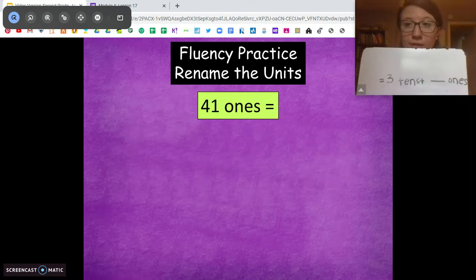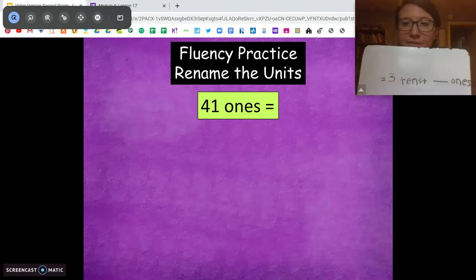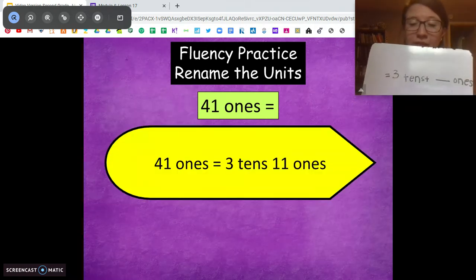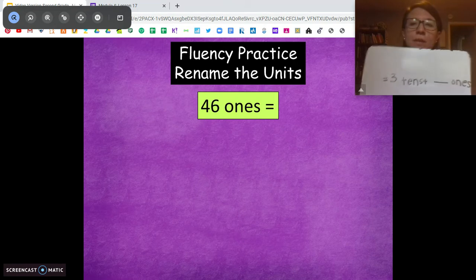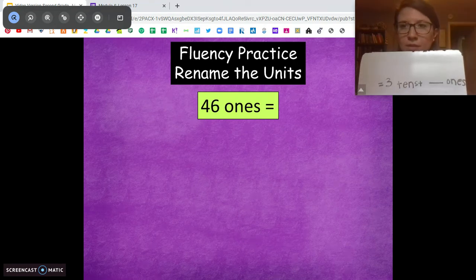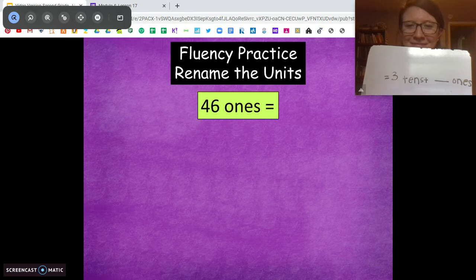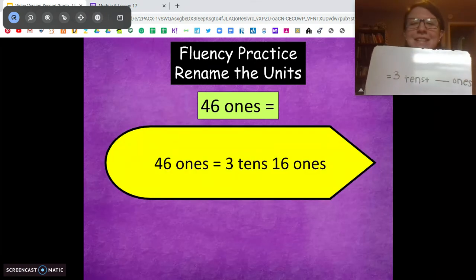What about 41 ones? 3 tens, how many ones? Good. 3 tens, 11 ones. What about 46 ones? Noticing a pattern? Wink, wink. Awesome. 3 tens, 16 ones.